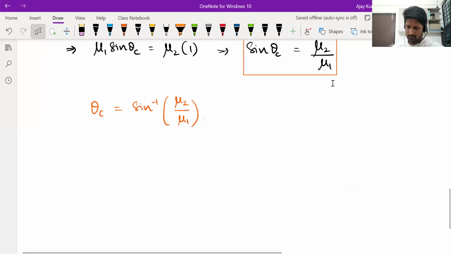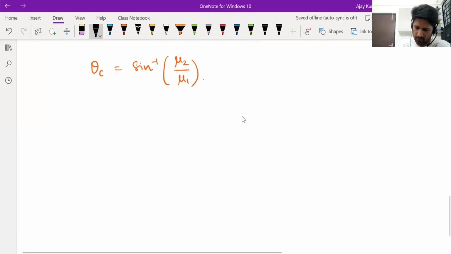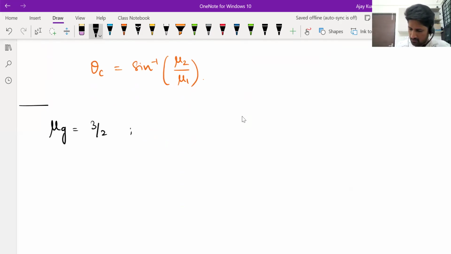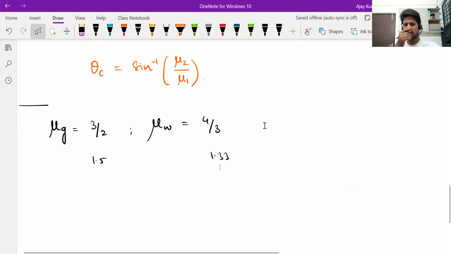So if the angle of incidence is anything more than this, the ray undergoes total internal reflection. Now solve this problem quickly. Refractive index of glass is 1.5, that is 3 by 2. Refractive index of water is 4 by 3. So Rishi, tell me, if we want total internal reflection between glass and water, from which medium to which medium should the ray be traveling? Glass to water, correct. This is 1.5, this is only 1.33. Derive the expression for critical angle for the glass water interface.